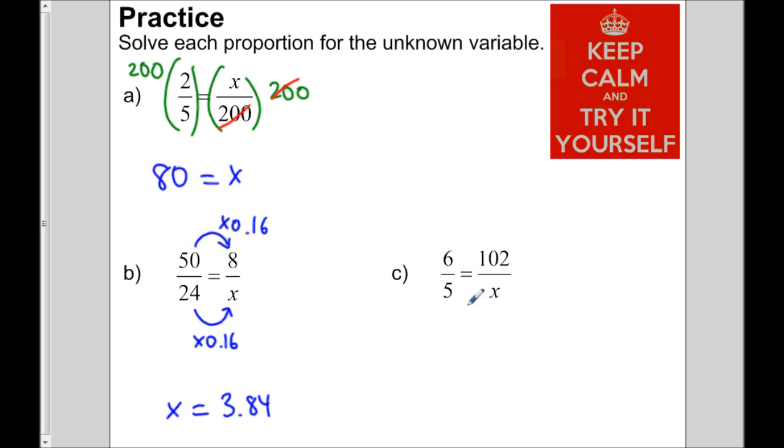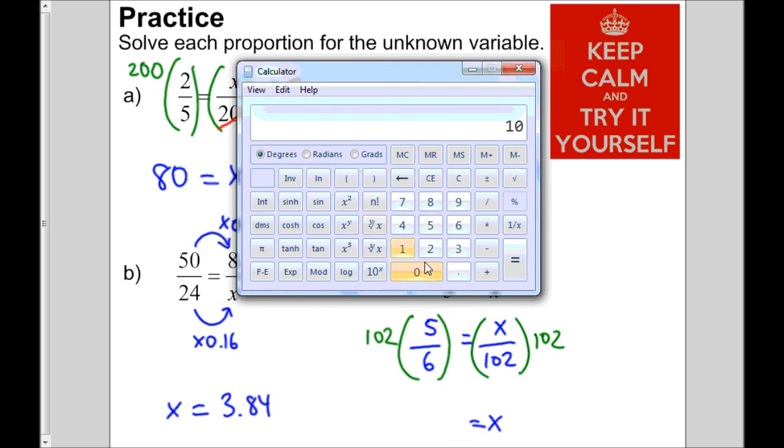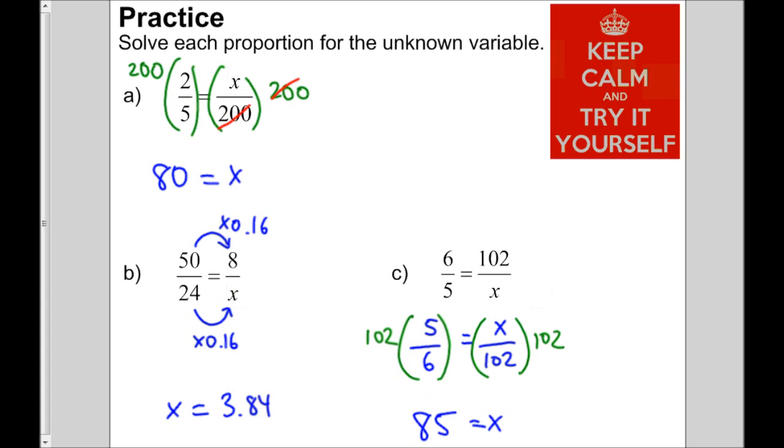Okay. Here, let's switch it up and go back to the algebraic method. I notice that x is in the denominator, so I have to flip this fraction, and I have to flip the other one. And then I multiply both sides by the denominator there, which is 102. So x is equal to 102 times 5 divided by 6. So that's 85. Right? So hopefully you got the right answer, and it shouldn't matter which option or which method you choose.